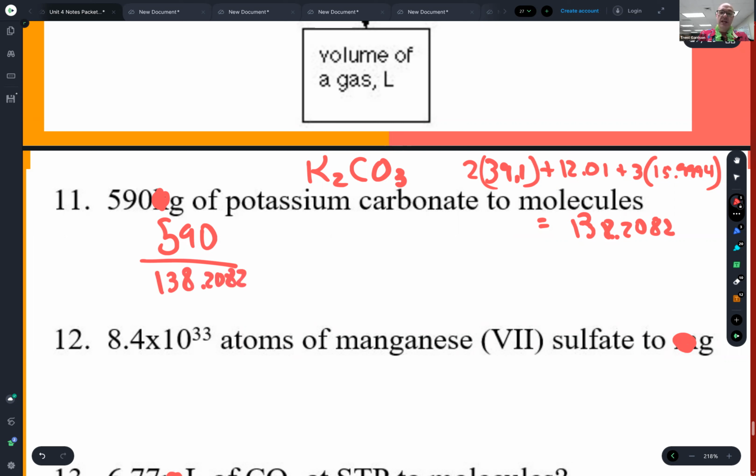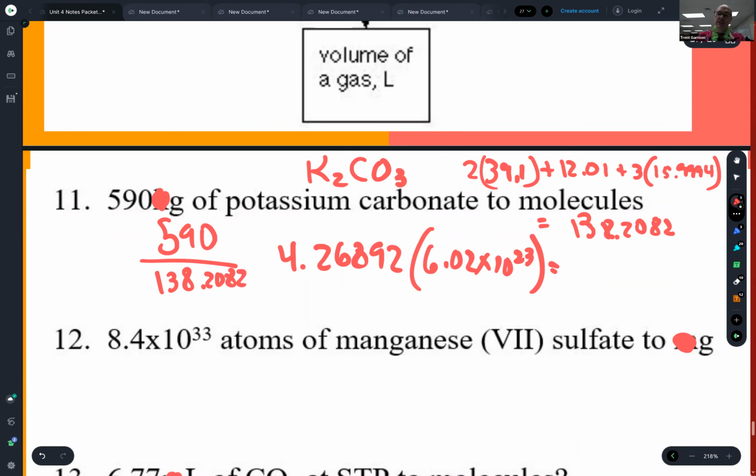And then after we get this value, this will be our number of moles. So 590 divided by that value gives me 4.26892, lots of numbers. But that's not it. Now we've got to finish by multiplying by Avogadro's number. And we will get 2.57 times 10 to the 24th molecules.